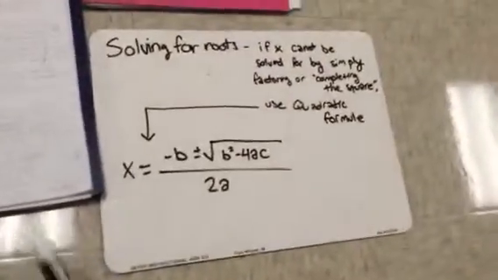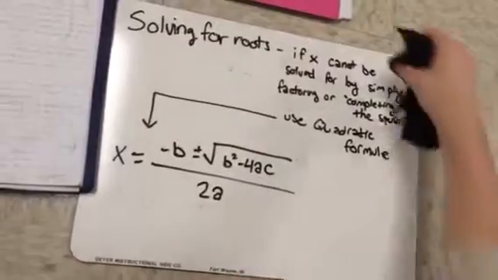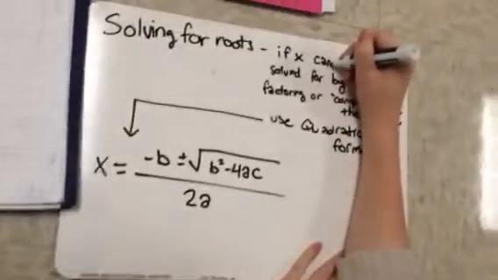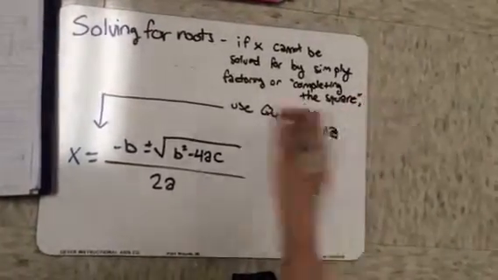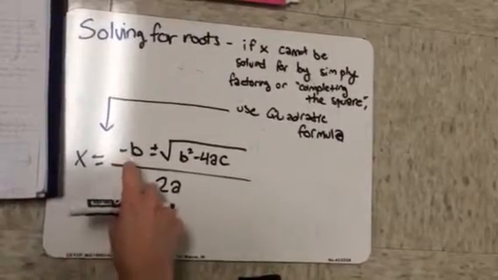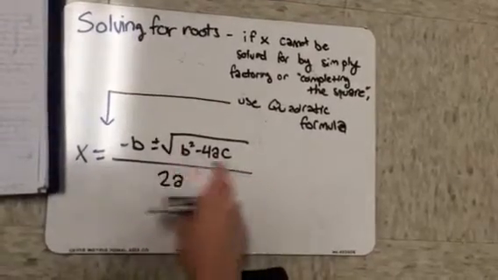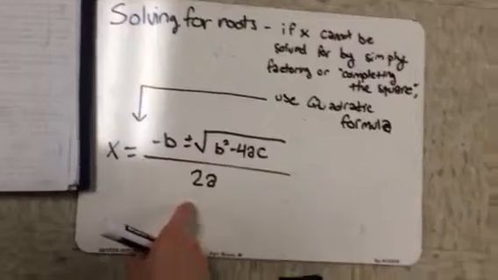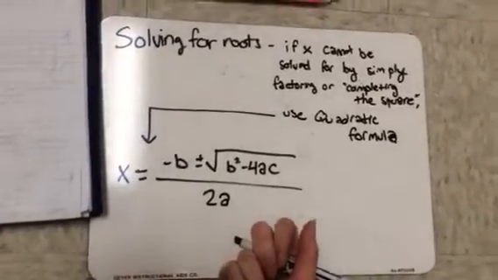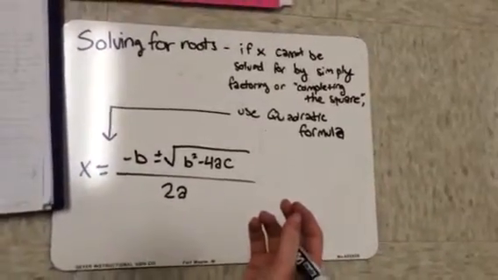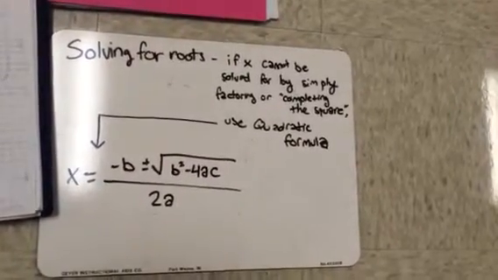So now we're going to discuss how you solve for roots. If x cannot be solved by simply factoring or by completing the square, you have to use the quadratic formula. That is x equals the opposite of b, plus or minus the square root of b squared minus 4ac, so that entire quantity, all divided by 2 times a. So all you do is plug in the values of a, b, and c, and then do the calculations. There are 2 answers, and these answers can either be real numbers or imaginary numbers. So let's take a look.